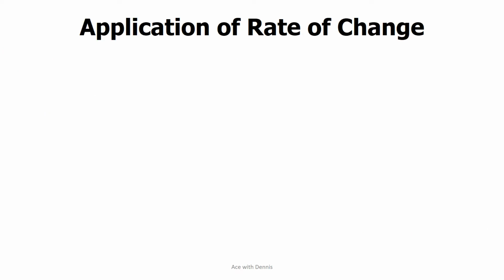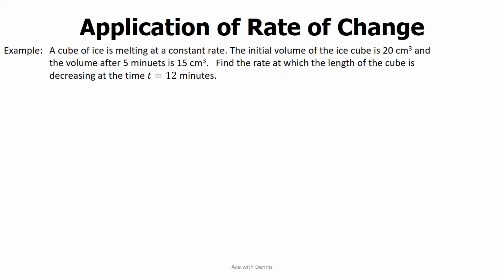Now let's look at one example about the application of rate of change. Here is the example. A cube of ice is melting at a constant rate. The initial volume of the ice cube is 20 cm cubed and the volume after 5 minutes is 15 cm cubed. Find the rate at which the length of the cube is decreasing at the time t equals 12 minutes.